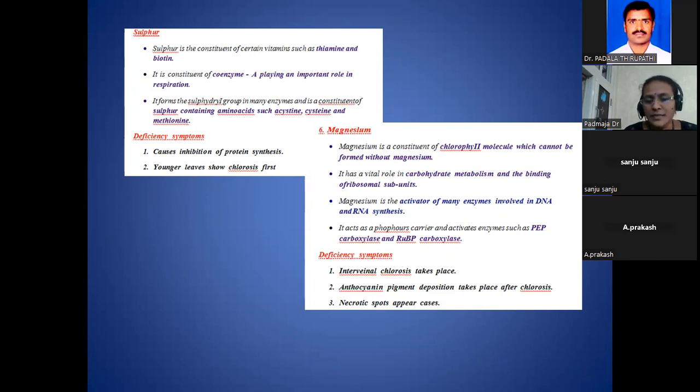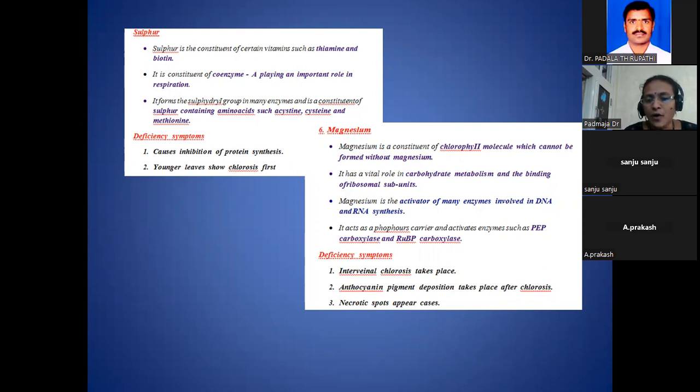So if we see the symptoms, intervenal chlorosis takes place. That means the chlorophyll formation is affected. As a result, a yellowing of the leaves will be seen, while the leaf veins, the main axis and the lateral veins, stay green. So it is called intervenal chlorosis. This type of symptom we see is due to the deficiency of magnesium.